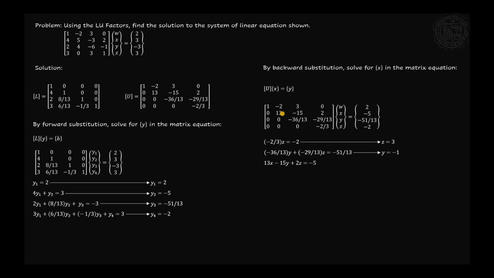For the second row, we have 13x minus 15y plus 2 times z is equal to negative 5. So let's solve for x. So x is equal to negative 2. And then lastly, let's solve for w with known values of x, y, and z using the first row of the matrix equation. So w is equal to 1. So that's it. That's how you compute for the solution to the system of linear equations using LU factors.